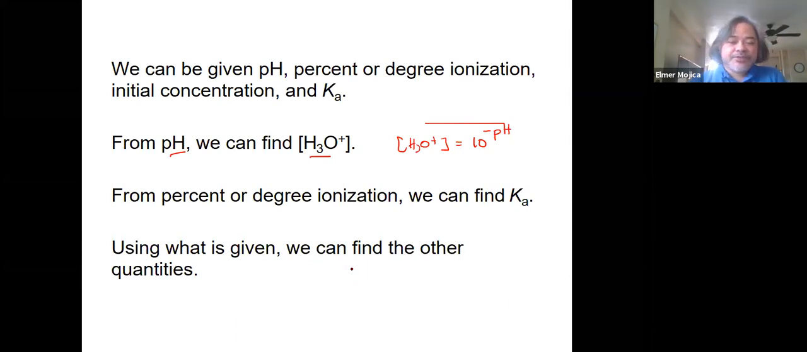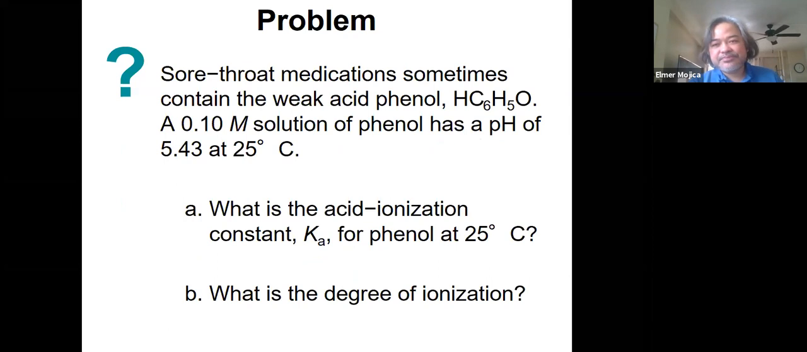So let's try to apply what we have just discussed to a real problem. Say we have phenol with an initial concentration of 0.1 molar, and it has a pH of 5.43 at 25 degrees Celsius. You are asked: what is the acid dissociation constant of phenol, and what is the degree of ionization? So how are you going to solve this problem?